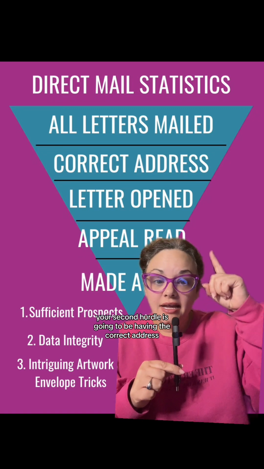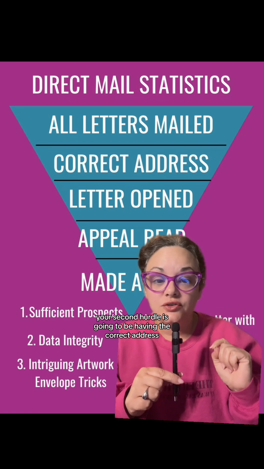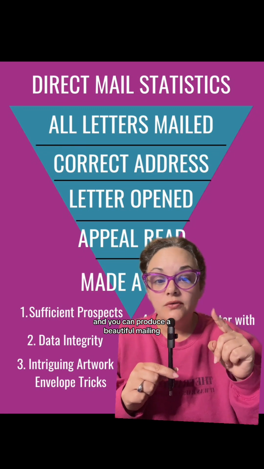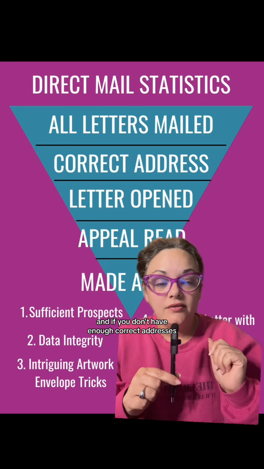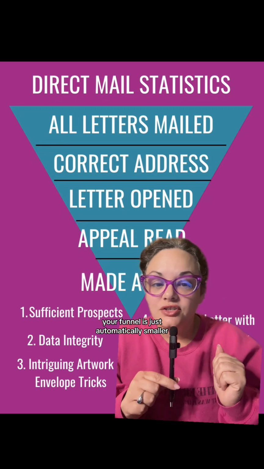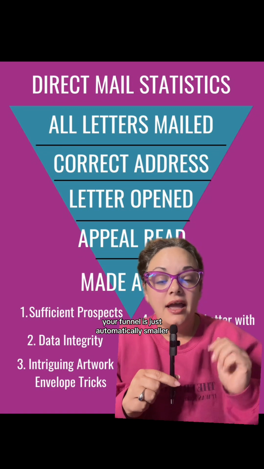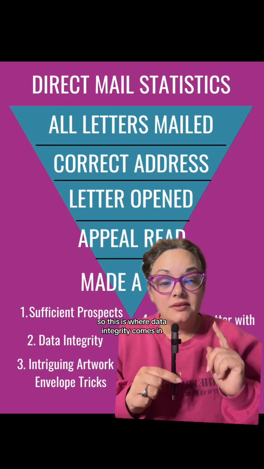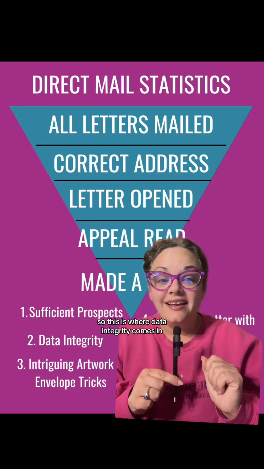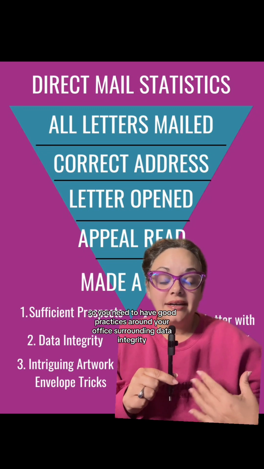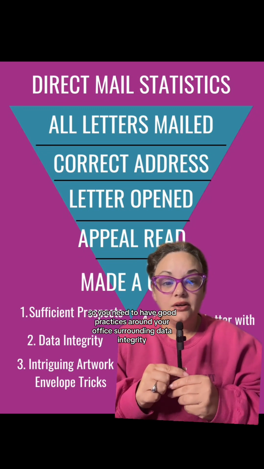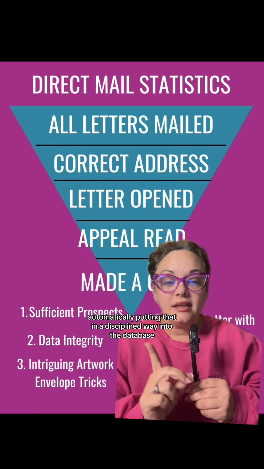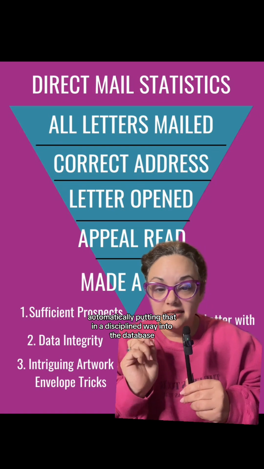Your second hurdle is going to be having the correct address, because you can have all the wonderful people in the world and you can produce a beautiful mailing, and if you don't have enough correct addresses, your funnel is just automatically smaller, and it will get dramatically smaller if you don't have good addresses to send to. So this is where data integrity comes in. You need to have good practices around your office surrounding data integrity so that if anyone finds a new address for one of your prospects, you're automatically putting that in a disciplined way into the database.